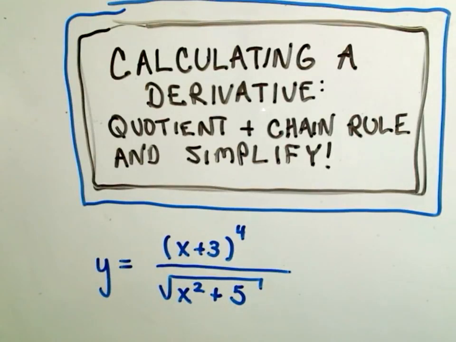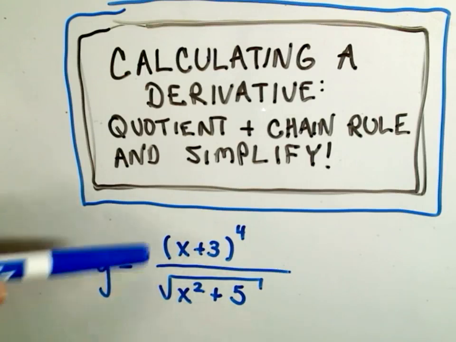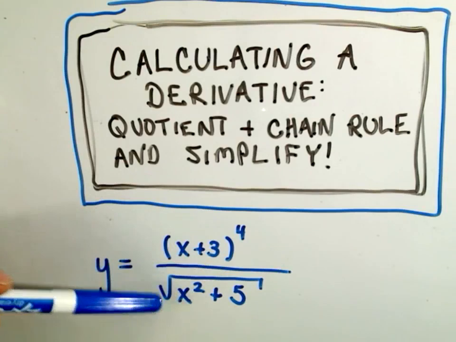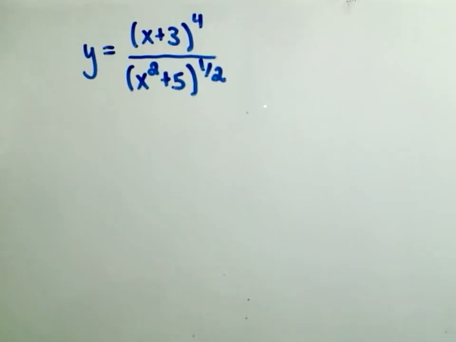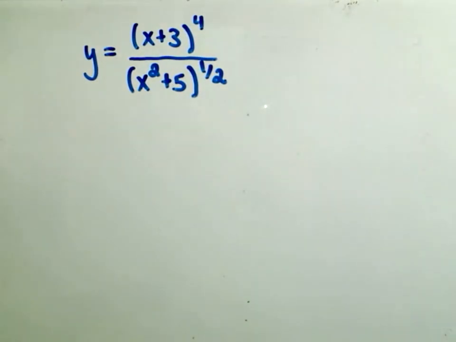Okay, in this video I'm just going to do a derivative with the quotient and chain rule and then simplify it down. So we've got y equals the quantity x plus 3 to the fourth over the square root of x squared plus 5. The first thing I would do is rewrite my square root as to the 1/2 power, just because I'm going to use the chain rule.